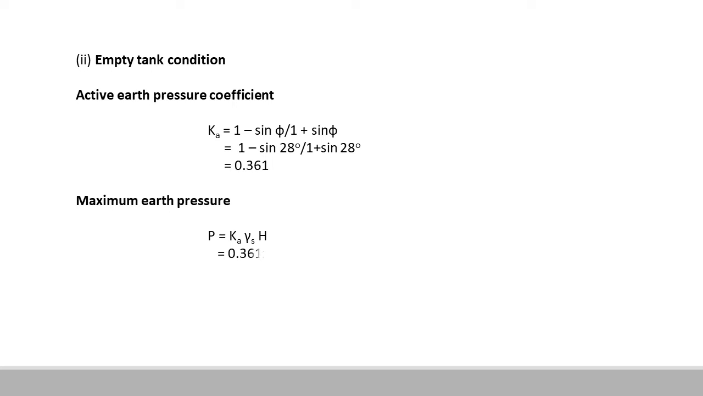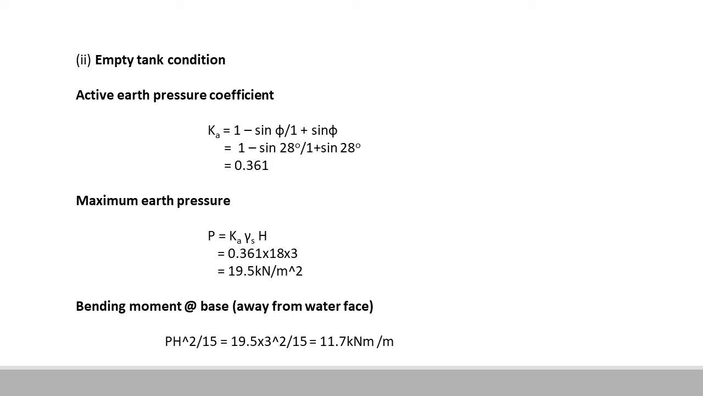Then for the empty tank condition, the active earth pressure coefficient K is equal to 1 minus sin phi divided by 1 plus sin phi. Our phi, the angle of repose, is given in our question, phi is equal to 28 degrees. Apply that value, then K is equal to 0.361. Then maximum earth pressure P is equal to K into gamma S into H, where K is 0.361, gamma is the unit weight of soil, and H is the height of the water tank. Then P is 19.5 kilonewton per meter square. Then we need to find the bending moment at the base.